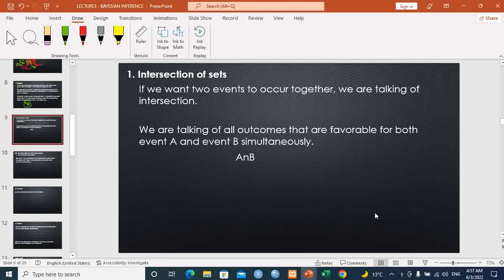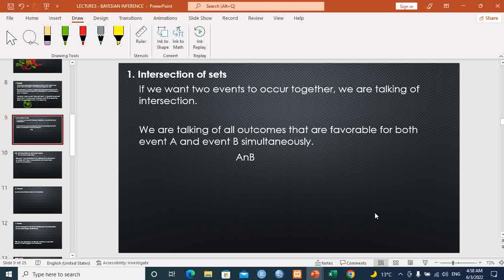Remember, we talked about three cases of sets: when the sets do not touch each other, when the sets touch each other, and then when a set is a subset of another set. Of course, we have learned that in our previous class. So in this class, let's talk of intersection of sets. What do we mean by intersection of sets? Intersection of sets is when we have sets happening together, or two events happening together. Let's look at all three cases.